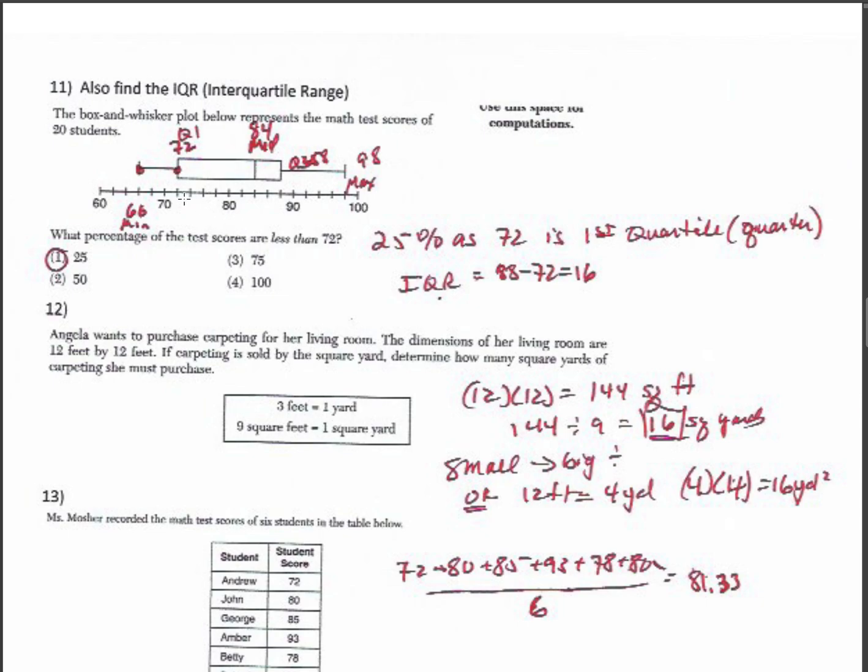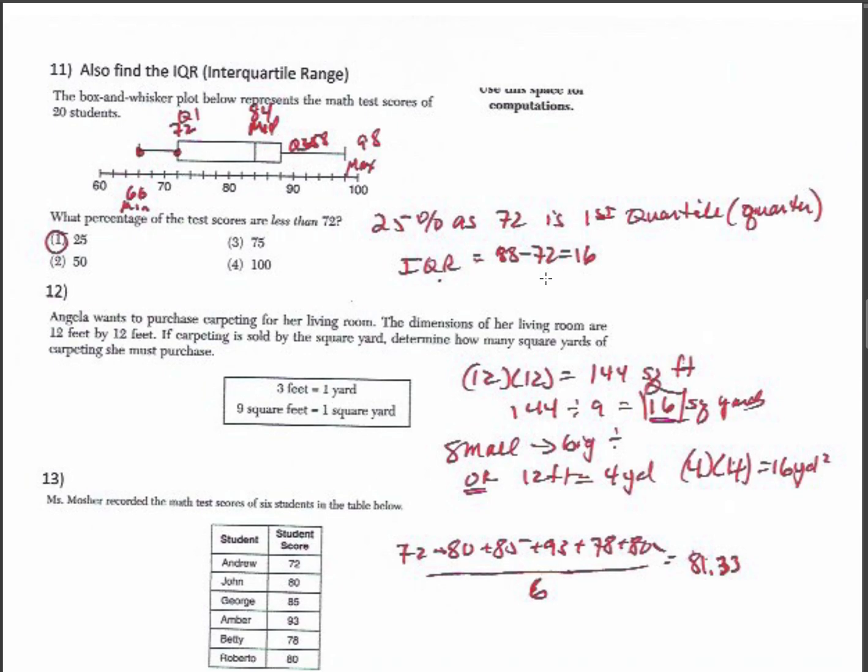It says what percent of the scores are less than 72? So the big thing about box and whisker, or interquartile quarters, is you're dividing everything into quarters. So down here it's 25%. In the first half of the box is 25%. In the next little half of the box, if you will, is 25%. And then in this whisker out here, it's another 25%. So it said what percent's less than 72? 25%. As far as the interquartile range goes, just look at the first and third quartiles. The third quartile is 88. The first quartile is 72. 88 minus 72 is 16.